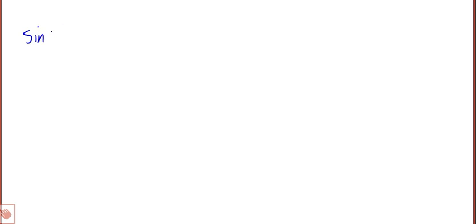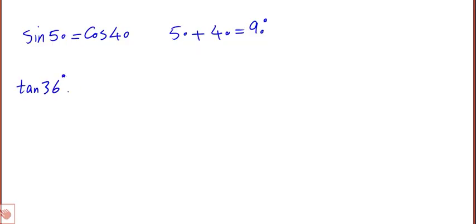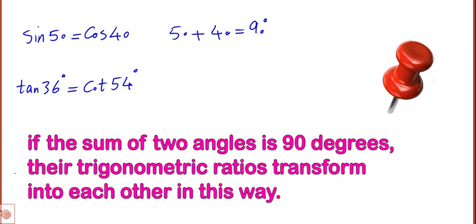Alright, for example, sine of 50 degrees is equal to cosine of 40 degrees, because 50 plus 40 is equal to 90 degrees. Or tangent of 36 degrees is equal to cotangent of 54 degrees. Okay? So if the sum of two angles is 90 degrees, their trigonometric ratios transform into each other in this way.